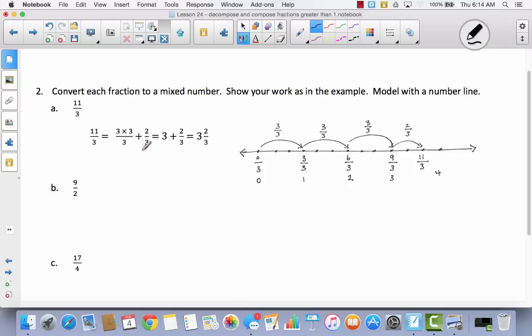Okay, so let's think about what they did here. So see, instead of doing 9 thirds, they said they have 3 thirds 3 times, kind of like what we did in the last lesson. And then they said they have 2 thirds left over. So let's see if we can do that.